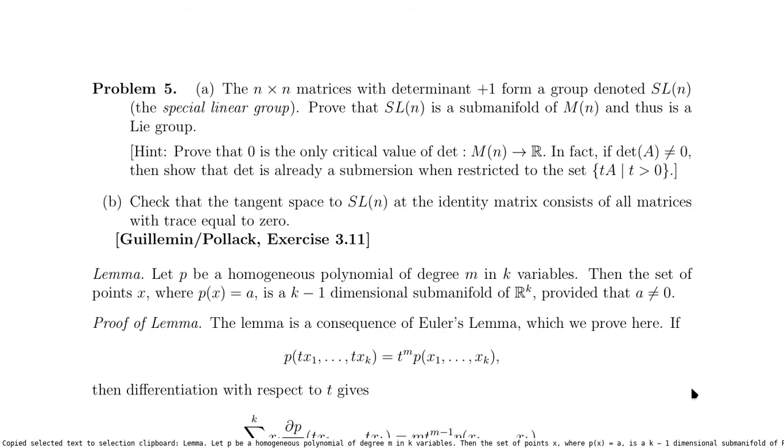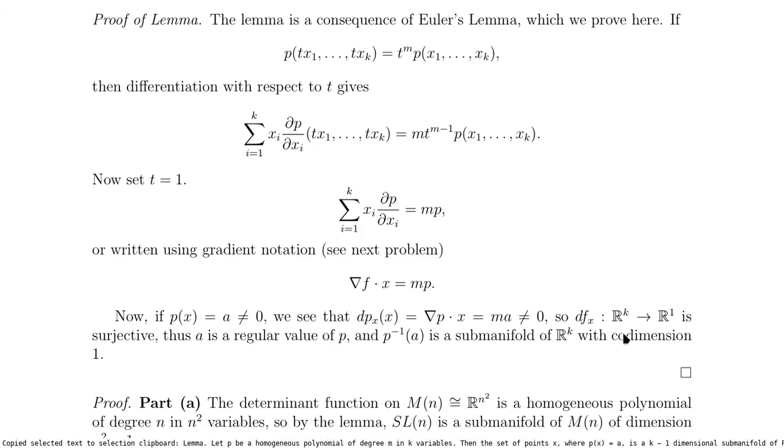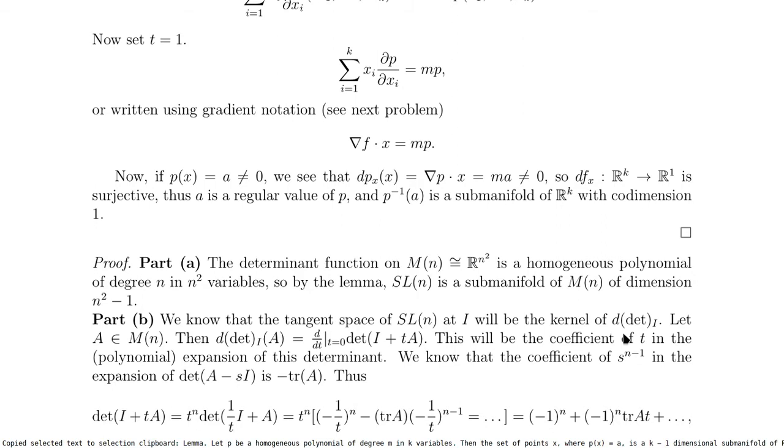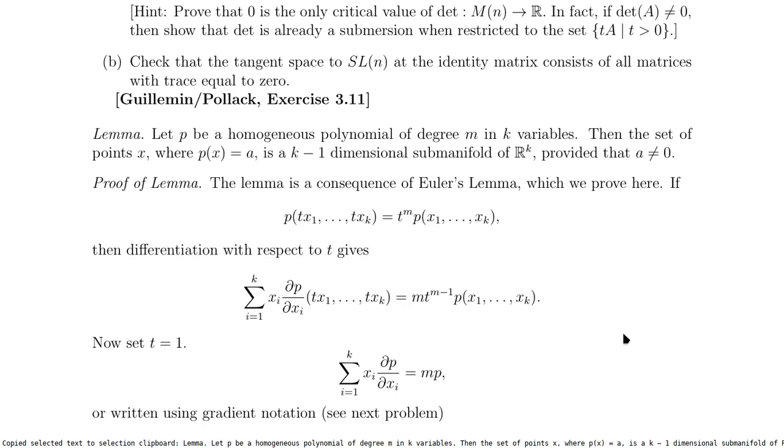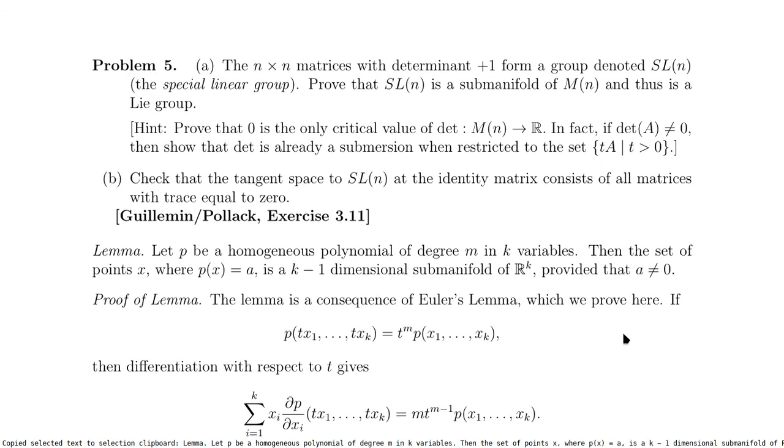GL is an open subset of M(n), right? GL(n) is just an open subset of M(n). The general linear group is open in M(n), yeah. So it's still of dimension n squared, right? Yep, it is open in R^(n squared), yep.